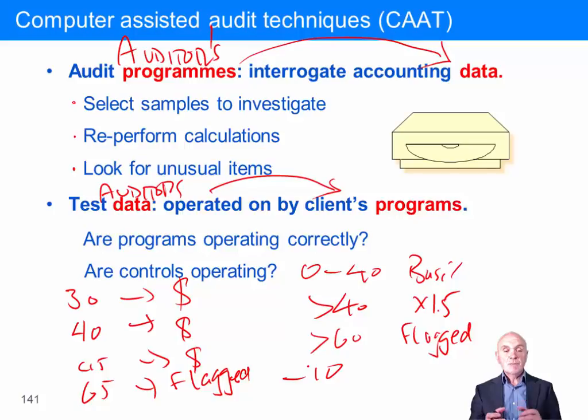Is the system resilient enough? What would it actually do with this person's pay? Does it try to bill them for their wages because they've worked negative hours? You hope not, but until you've tested it, you don't know.